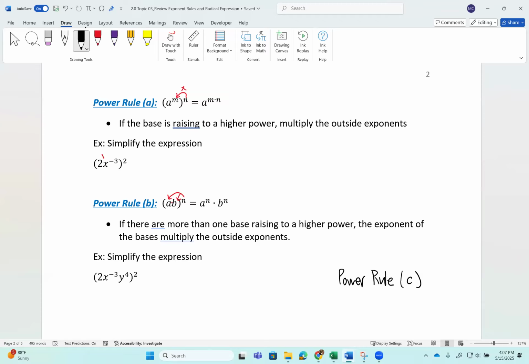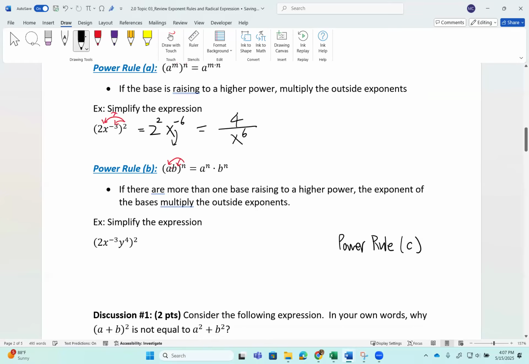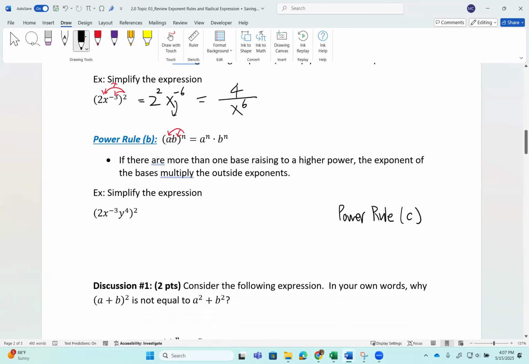The base 2, if I multiply the exponent, 1 times 2 is 2. So my base 2 is now to the second power. 2 times -3 will give me -6. So the x coming out of the parenthesis will be x to the -6 power. Since the x has a negative exponent, the x will flip to the other side of the fraction. That becomes x to the +6 power. 2 to the second power remains on top. 2 squared is 4.